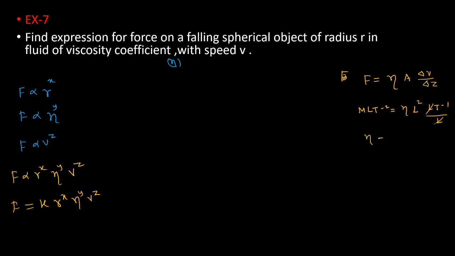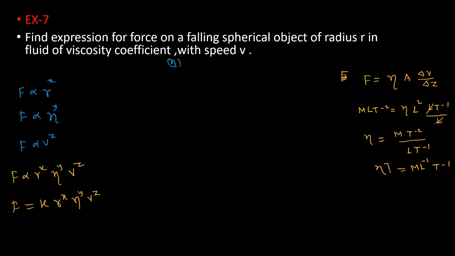So what will be eta from this equation? Eta will be m. L will be cancelled because one L is here. So m t to the power minus 2 by m t to the power minus 2 by L t to the power minus 1. Clear? So it will be m L inverse t to the power minus 1. So now we have the dimension of eta.